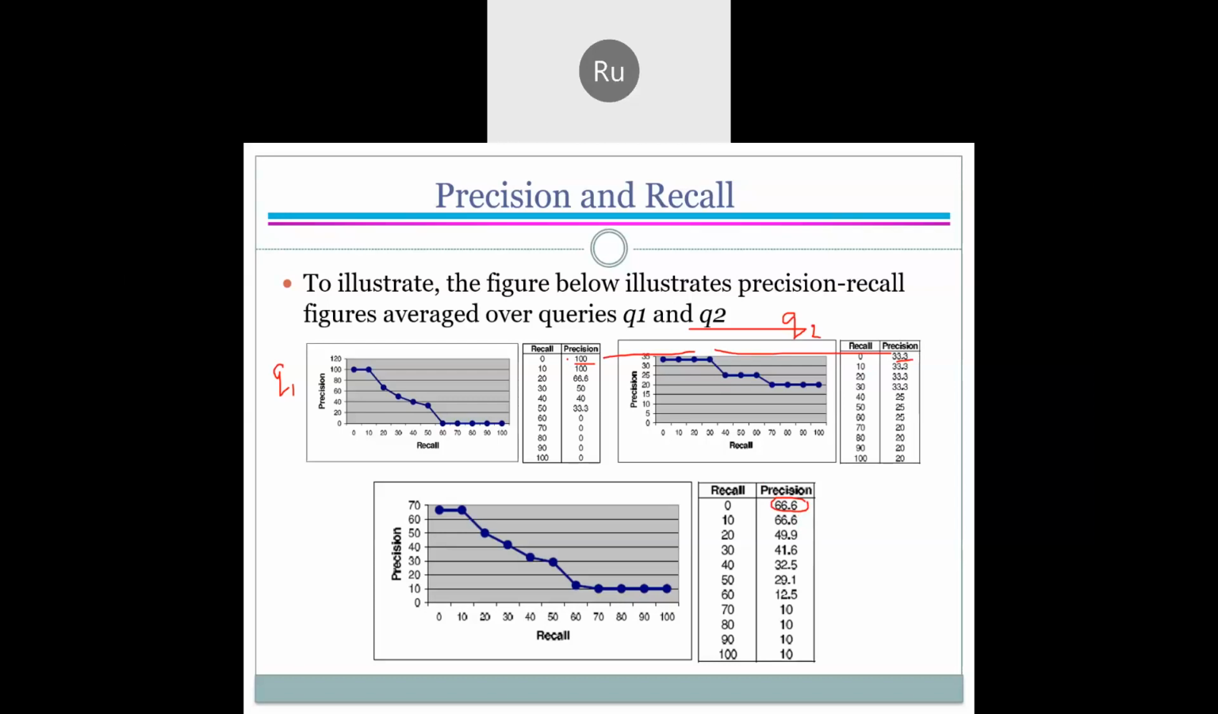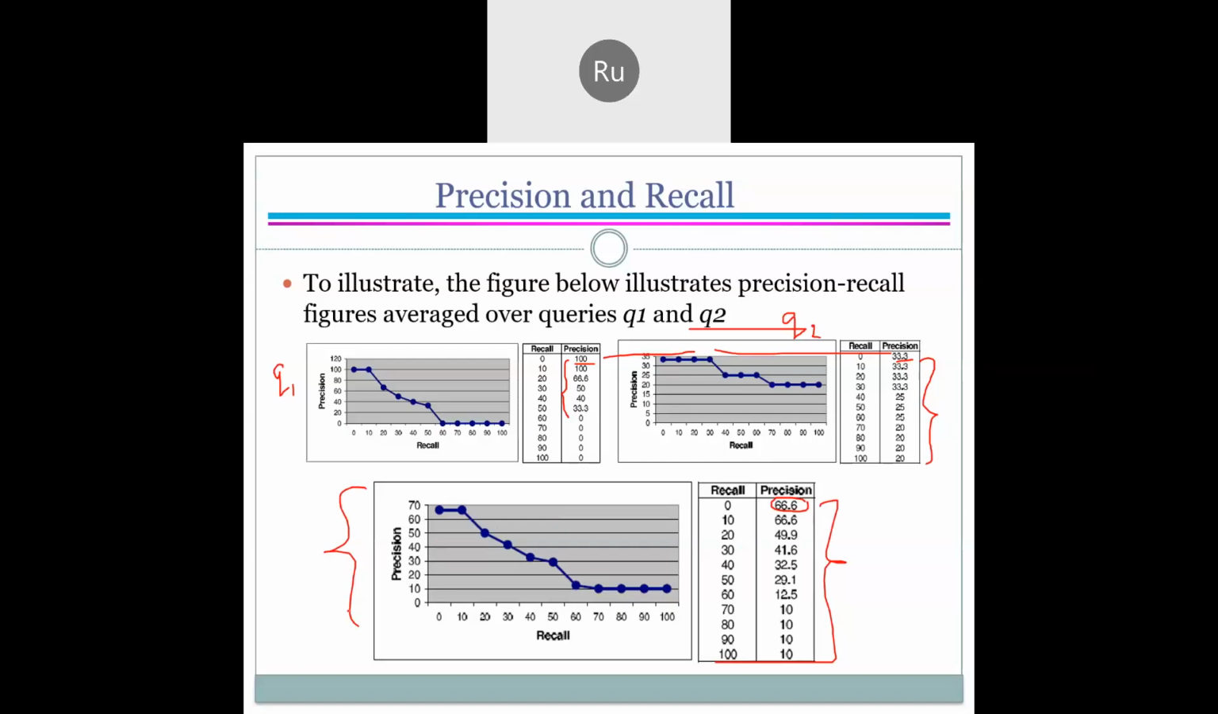Same thing goes with the rest of the values here and also the value here. So we add them together and divide by 2. We get this. So this is the average precision for each recall rate that we have. So this is the final assessment.